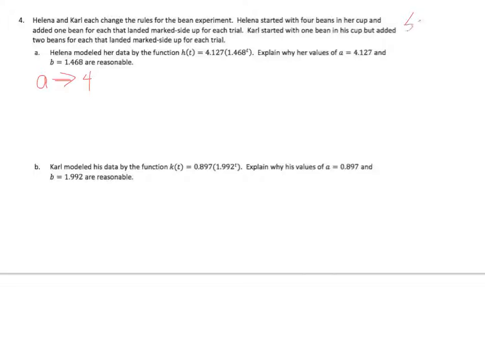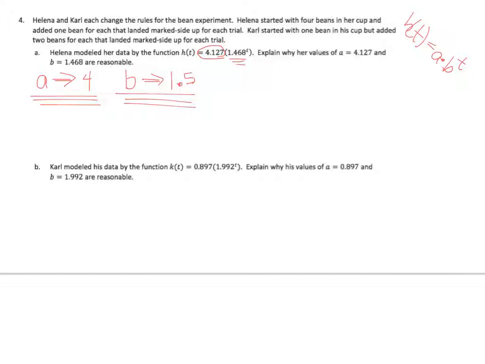And our models are always h of t equals A times B to the t. So a value of 4.127 is close, that's all right. That's reasonable. Because she's using the same rule for adding beans to the cup as we did in lesson 23, we would expect that B would be about 1.5, if you go back to the work we did in the last lesson. That makes sense. That's pretty reasonable, because this is what we would expect, and that's pretty close to what we got. So I'm good with that.